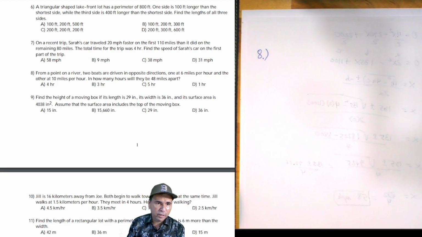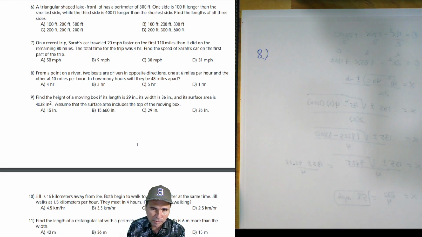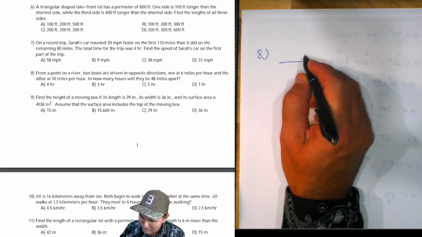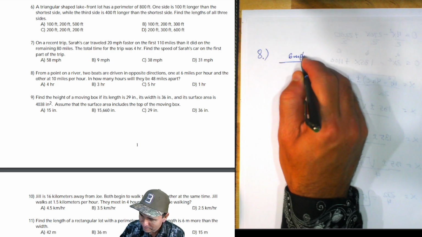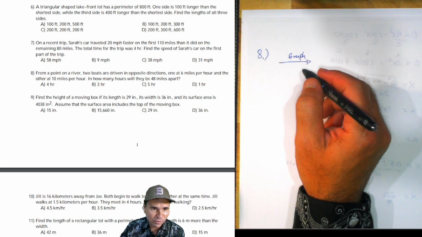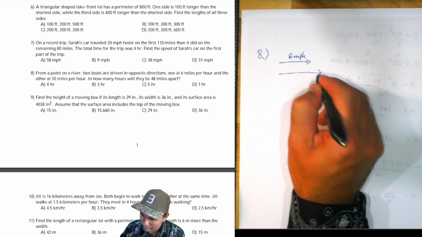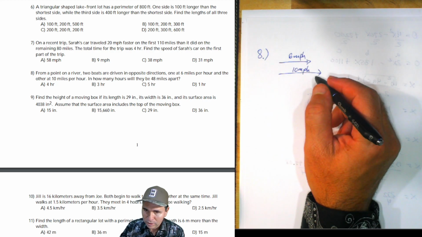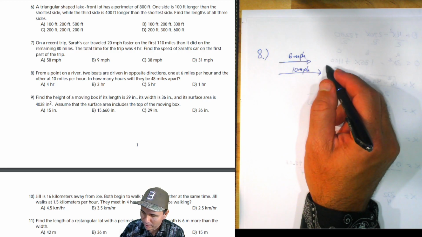Let me help you start it. From a point on a river, two boats are driven in opposite directions, one at 6 miles per hour and the other 10 miles per hour. How many hours will they be 48 miles apart? Okay, this is the kind of question we should be looking at, right? One of them is going 6 miles per hour. The other boat is going 10 miles per hour, right? This seems okay, right? So how long will it take for them to be 48 miles apart?